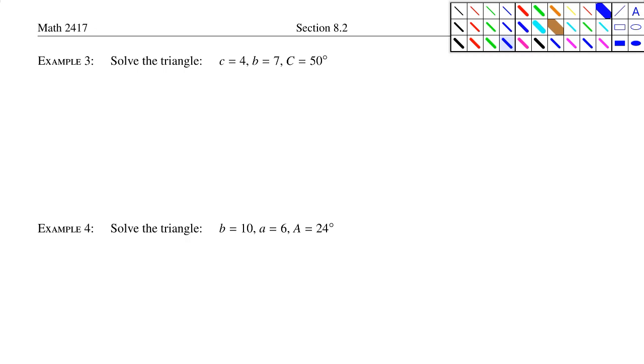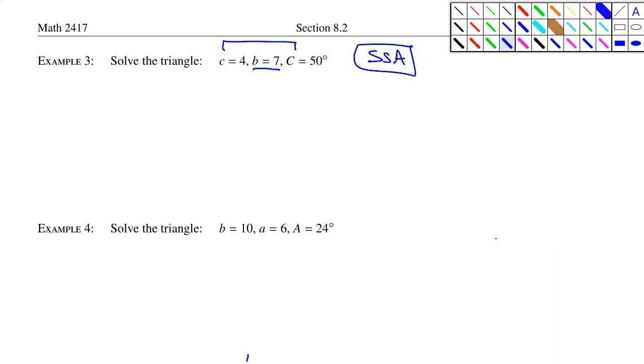Let's look at example 3. Solve the triangle. c is equal to 4, b is equal to 7, and angle C is equal to 50 degrees. So we have a pair that's given here, the C pair, and an extra side. So that is side-side-angle. That's the ambiguous case. So we need to determine what type of triangle we have: either none, one right triangle, two triangles, or just one big triangle.